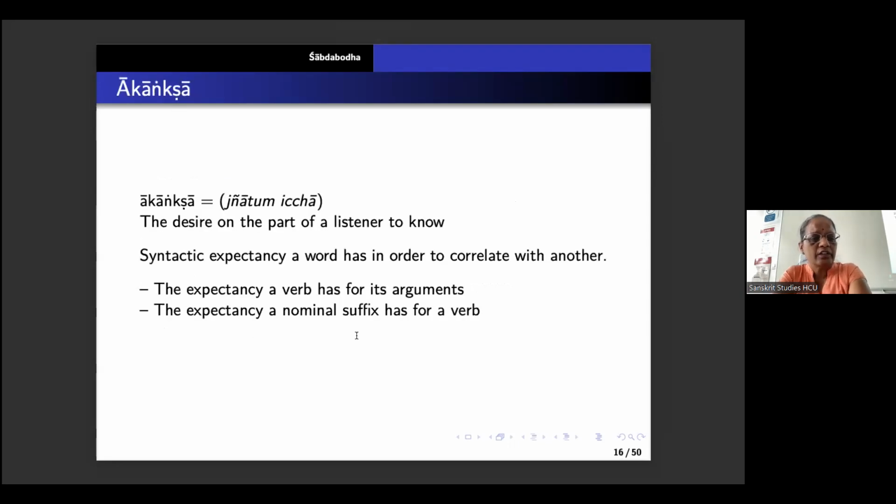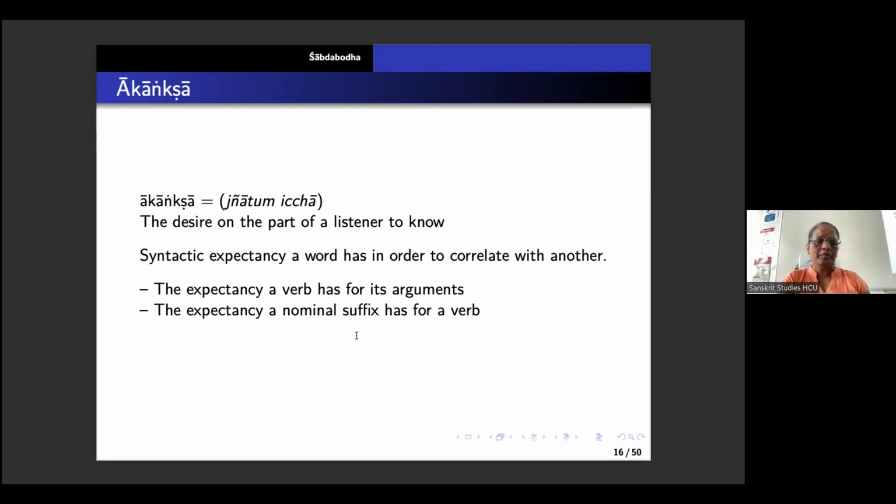Now, what is this ākāṅkṣā? Ākāṅkṣā, as I said earlier, is jñātum iccā. It's the desire on the part of a listener to know. Now, to know what? Of course, a person, when he listens, he will have lots of curiosities. But what is being talked about here is the syntactic expectancy.